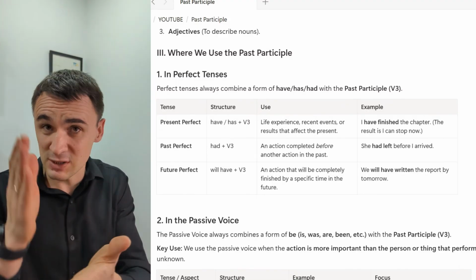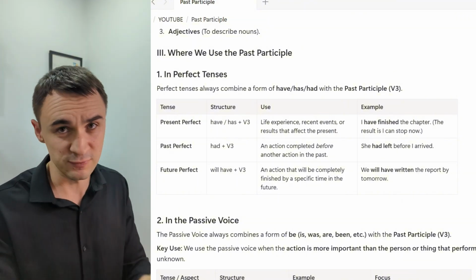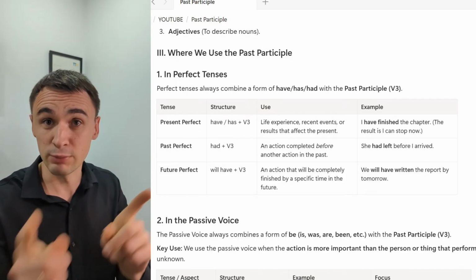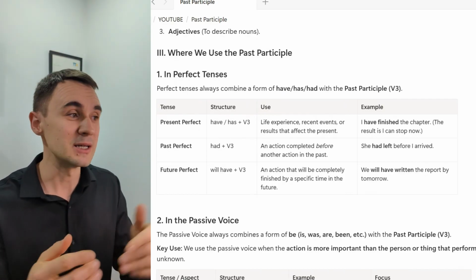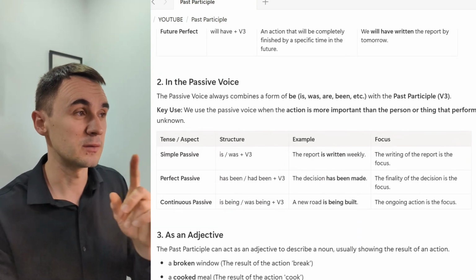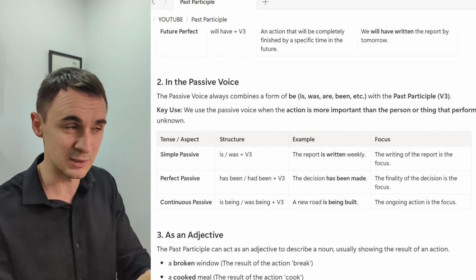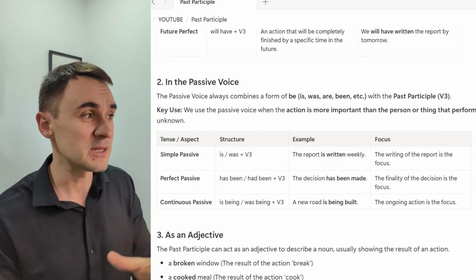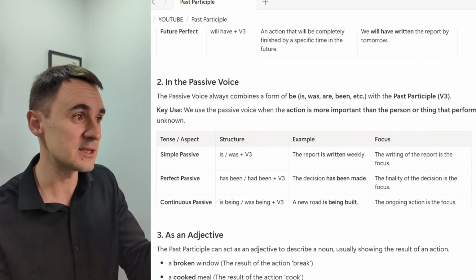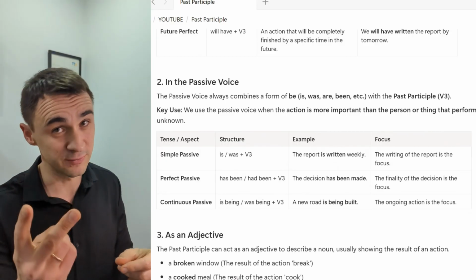And most students stop there. They think that, okay, that's where we use third form and that's it. But no, third form of verbs, by the way, both regular and irregular, is used also in passive voice. In fact, V3 is used in all tenses of passive voice in English, right? So the passive voice always combines a form of be, like is, was, are, been, etc., with the third form, V3, okay?